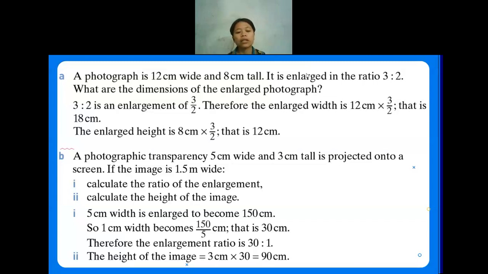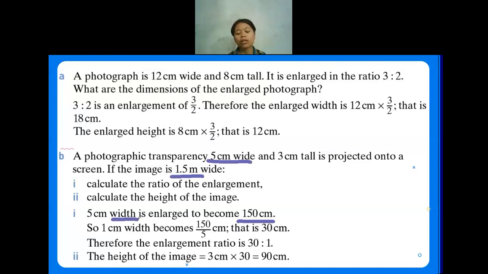The width is 5 centimeters, and the projected measurement is 1.5 meters. They have different units. That's why you have to change the 1.5 meters into 150 centimeters. So all the widths will have the same unit, which is centimeters.